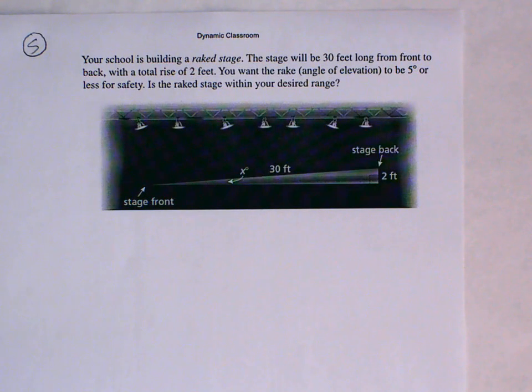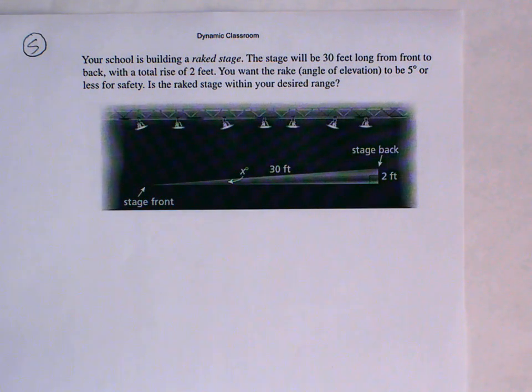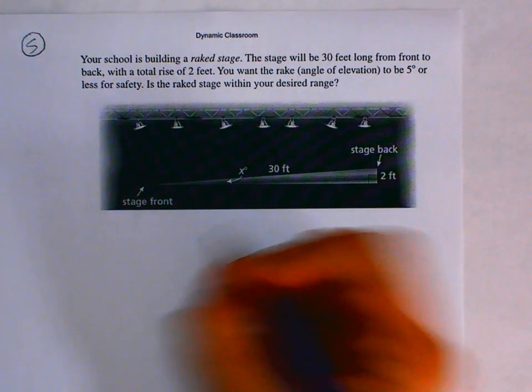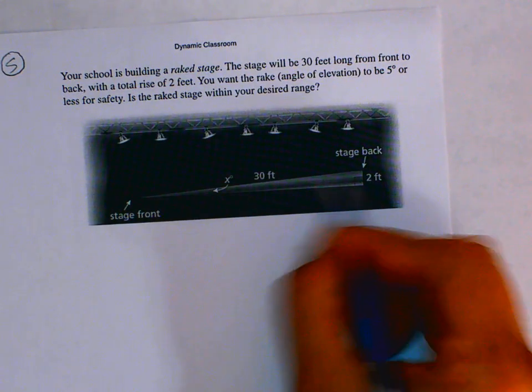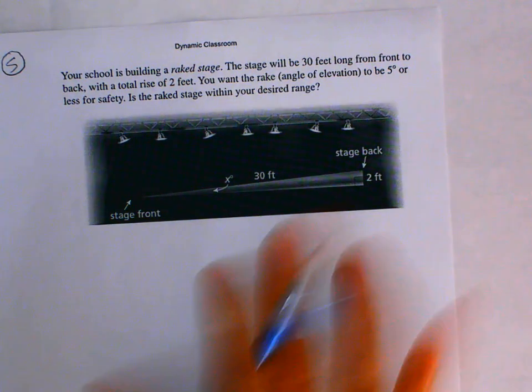Okay, so your school is building a raked stage. The stage will be 30 feet long from front to the back with a total rise of 2 feet. You want the rake or the angle of elevation to be 5 degrees or less in order to be safe. Is the raked stage within your desired range? So this is a right triangle. They want me to find out what that angle is. So I don't know what that angle is, but I do know the opposite side and I do know the hypotenuse, which is 30. So opposite and hypotenuse, that sounds like sine to me.